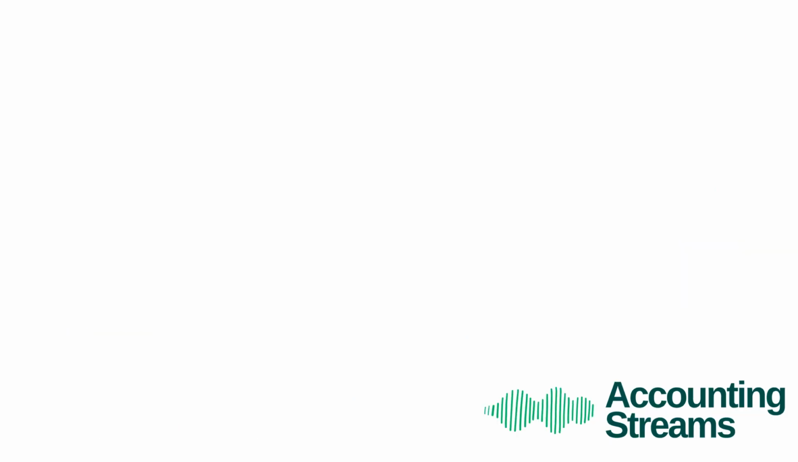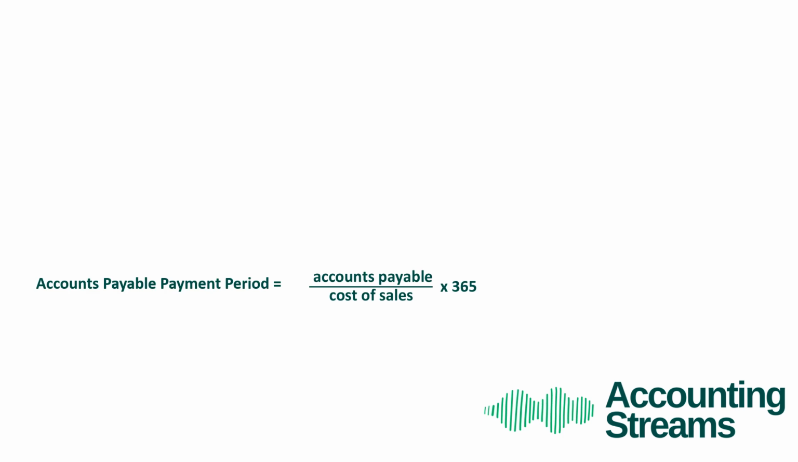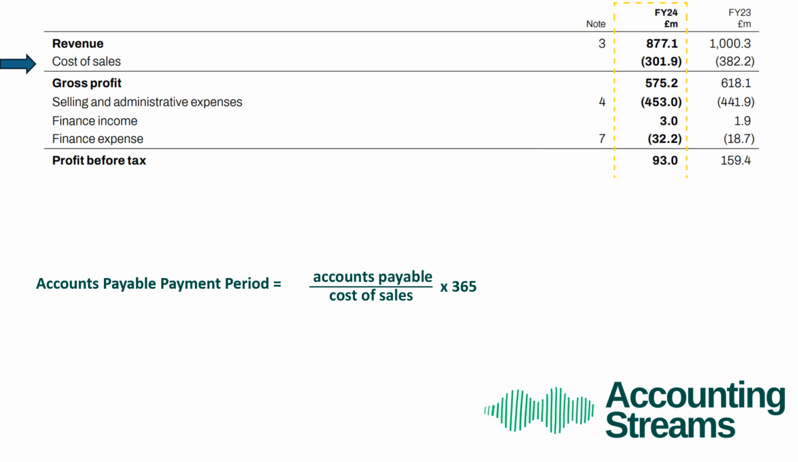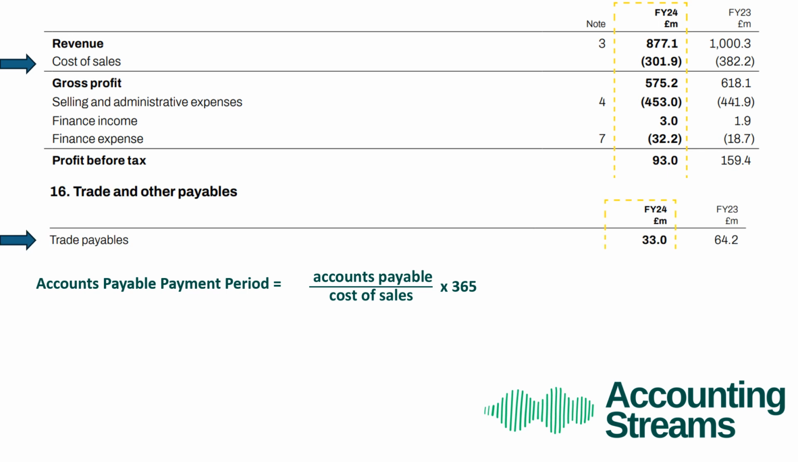The accounts payable payment period is the period of time it takes the company to pay the suppliers it bought from on credit. This is calculated by dividing the accounts payable by the cost of sales, then multiplying by 365. The cost of sales figure is easily found in the profit and loss account. The figure included in current liabilities on the Statement of Financial Position relates to trade and other payables, so we need to look at the note giving more information on this. From here, I will select the figure for trade payables.